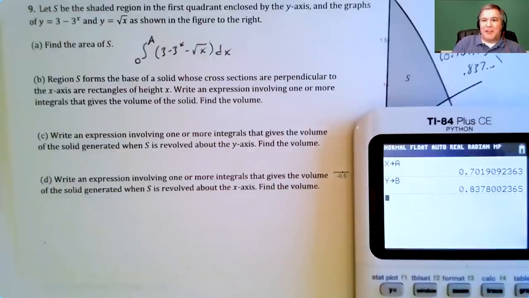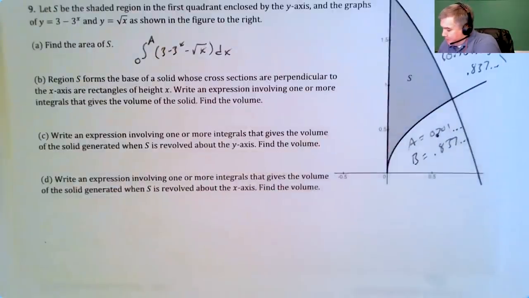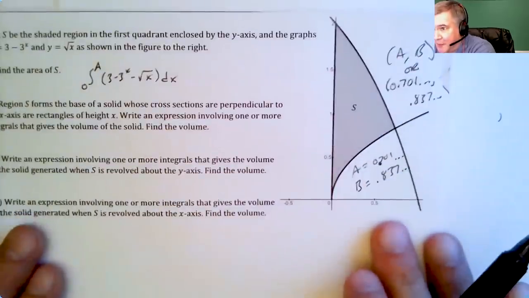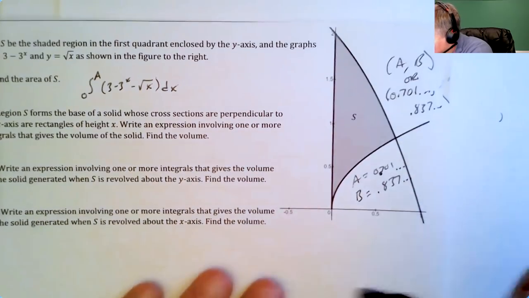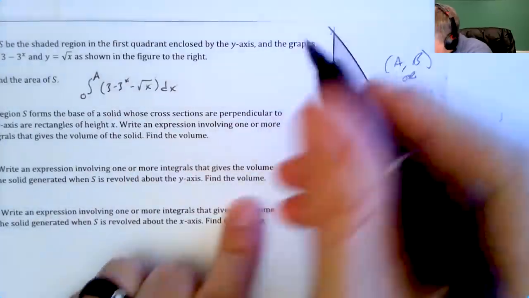Never mind. Region S forms the base of a solid whose cross sections perpendicular to the x-axis are rectangles of height x. Write an expression involving one or more integrals that gives the volume of the solid, and find the volume. So I'm going to draw all over this because I made multiple copies of this picture. Perpendicular to the x-axis, right?